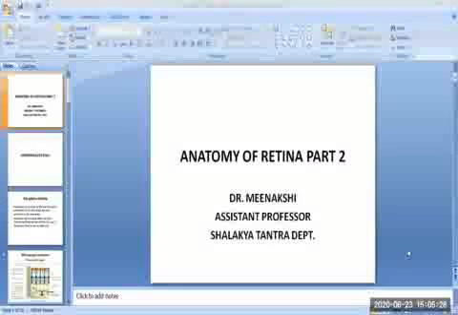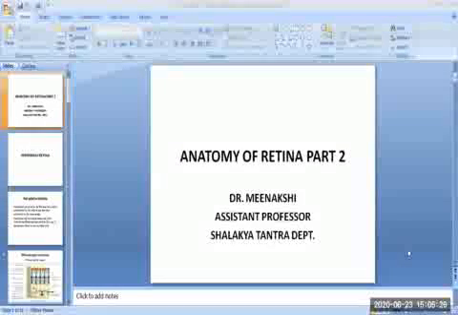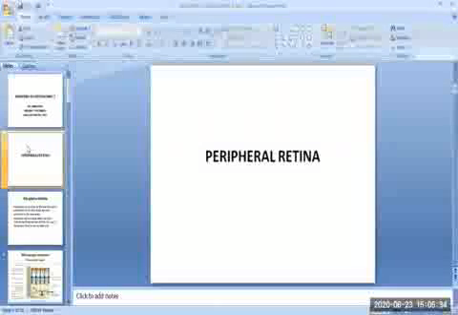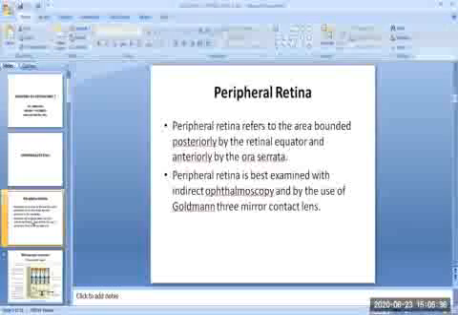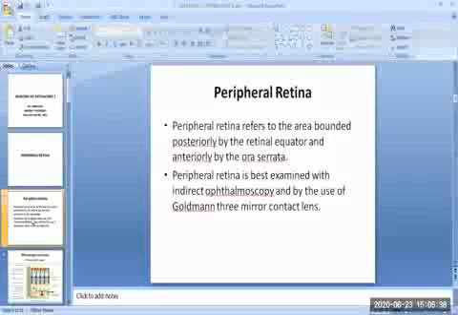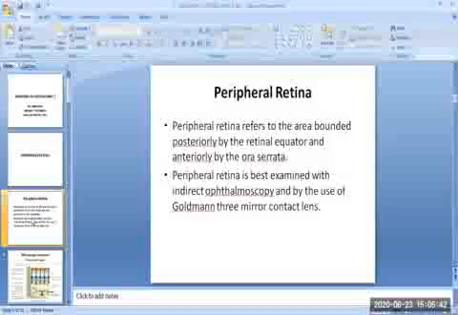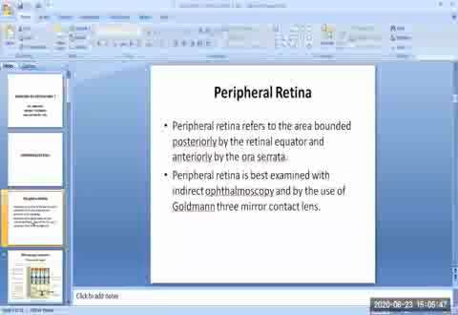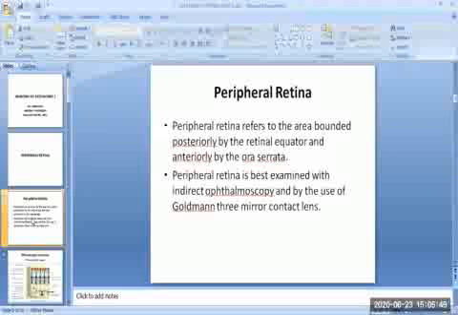Today we will discuss the anatomy of the retina, part 2. We will discuss the peripheral retina and the various layers of the retina. So what is the peripheral retina? It refers to the area bounded posteriorly by the retinal equator and anteriorly by the ora serrata. The peripheral retina is best examined with indirect ophthalmoscopy and by the use of the Goldmann three-mirror contact lens.